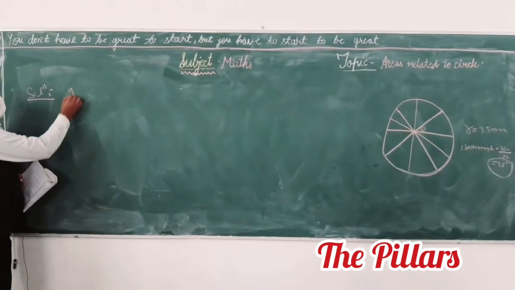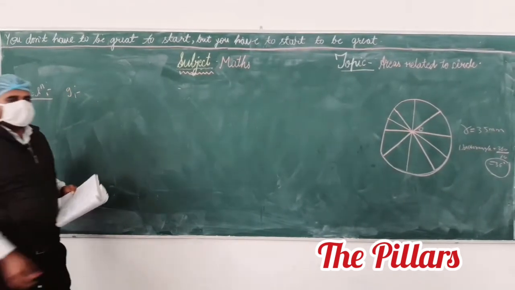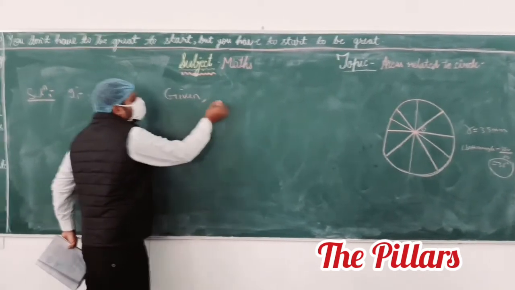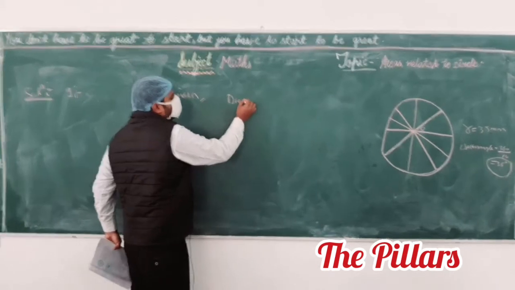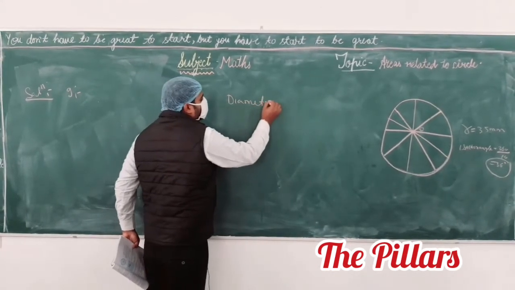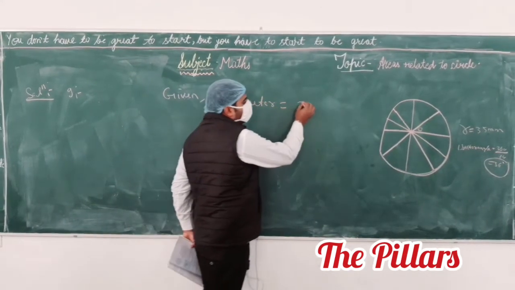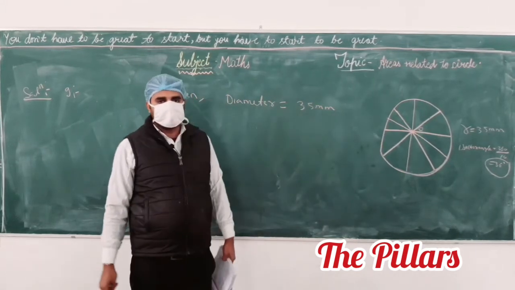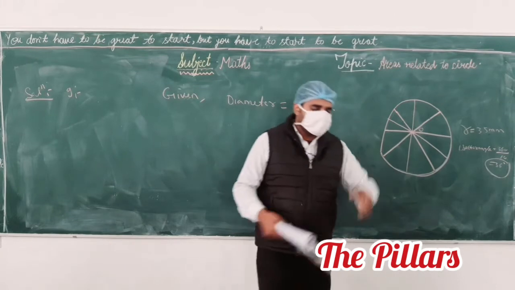You see that first you have to mention the given thing. Given diameter equals to 35 millimeter.